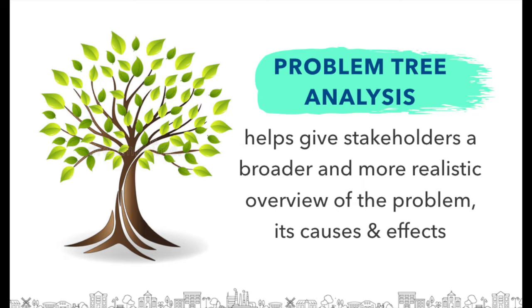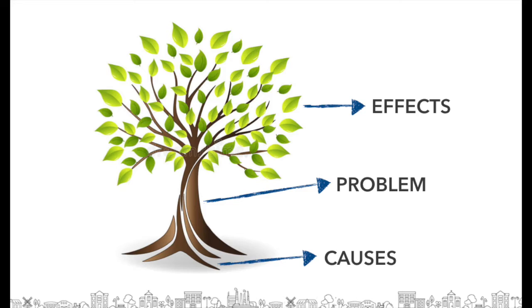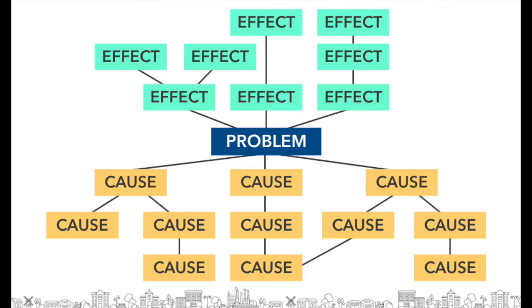I'll be sharing with you a tool called the problem tree analysis. It is a tool that can help stakeholders like you to have a broader and more realistic overview of the problem by identifying its causes and effects. The problem tree is like a visual representation where the focal problem or the core problem is represented by the trunk, the causes of the problem are the roots, and the effects are the fruits or the leaves of the tree.